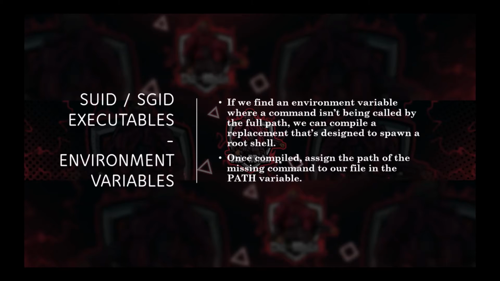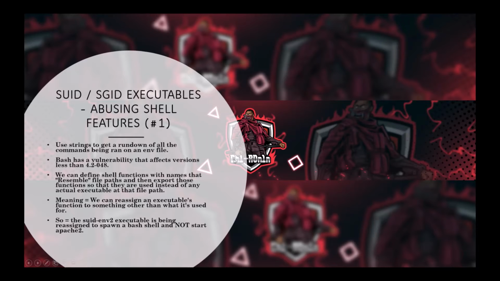Refreshing. Next up, environment variables. If we find an environment variable where a command is not being called by the full path, we can just compile a replacement that is designed to spawn a root shell. Once it's compiled, assign the path of the missing command to where our file is in that variable, so whenever it's called, it calls our code.